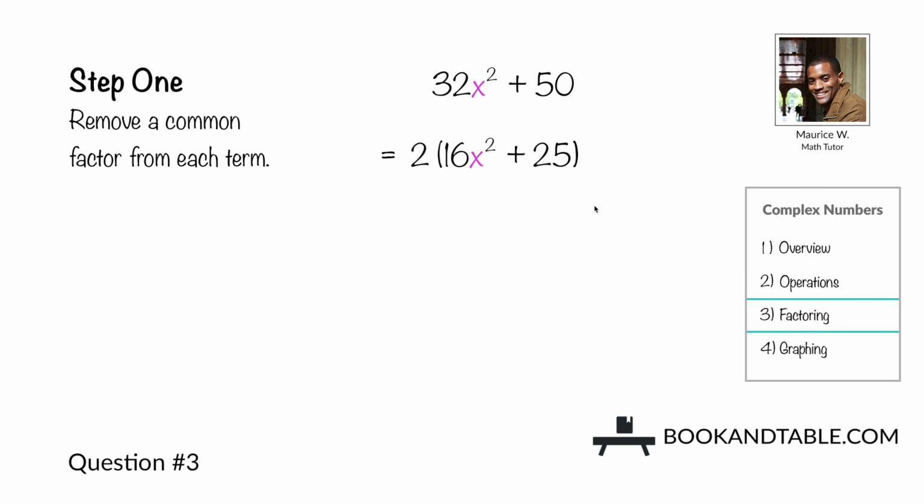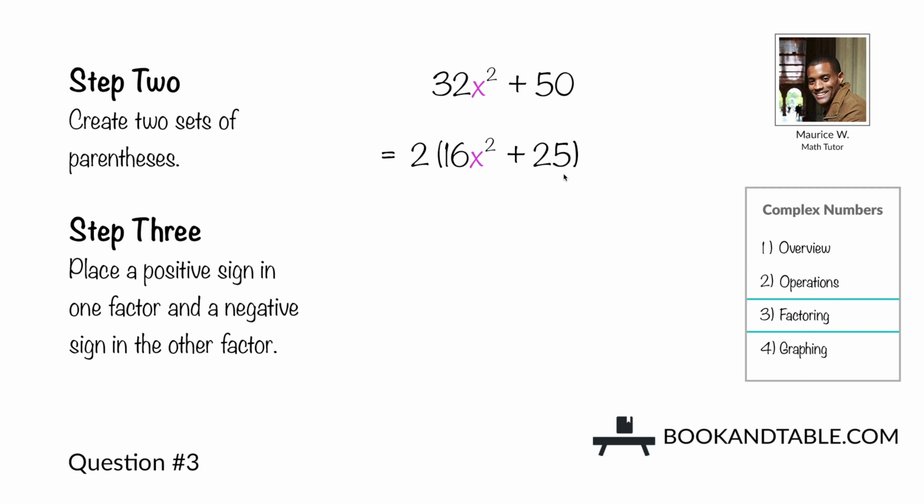In question number 3, we were given 32x squared plus 50. Neither 32 nor 50 are perfect squares, so that's the hint that we'll need to remove a factor from both terms, and that factor would be 2. When we remove a common factor 2 from each term, we get 32 divided by 2, which is 16, as our new coefficient for the quadratic term, and 16 is a perfect square, so that works. 50 divided by 2 is equal to 25, which is also a perfect square. So now we can factor 16x squared plus 25 the way we normally would.